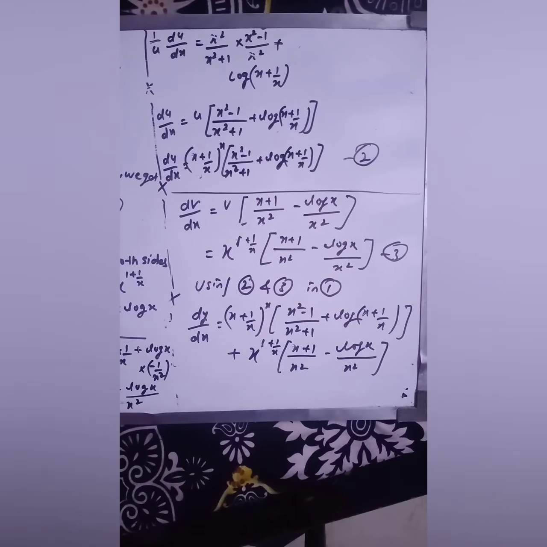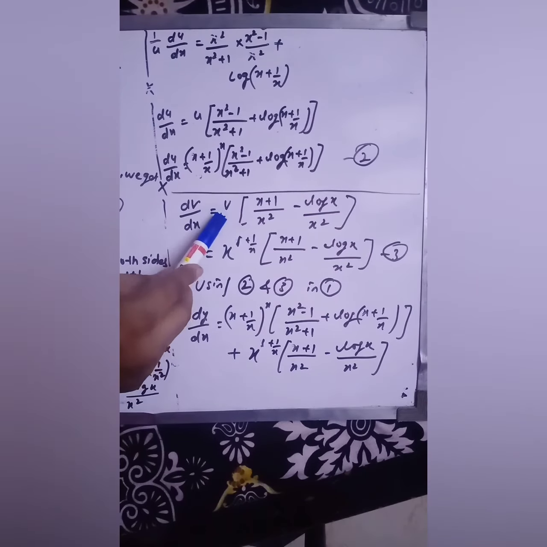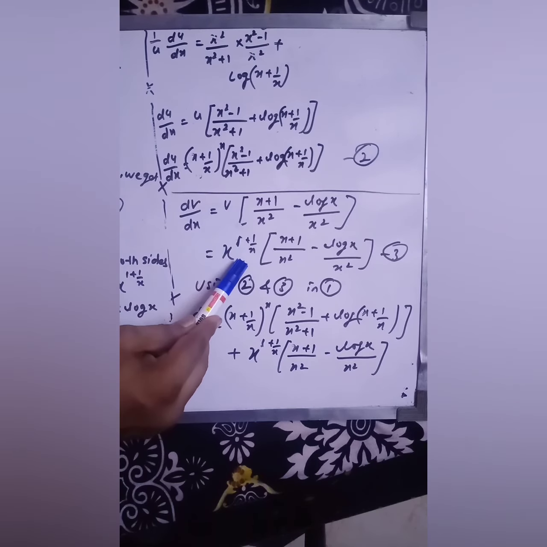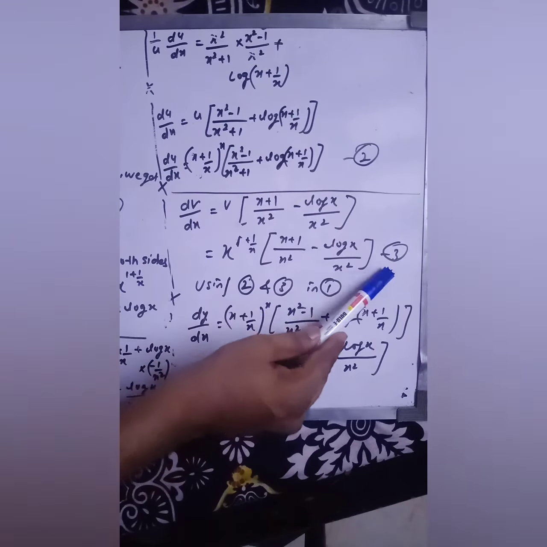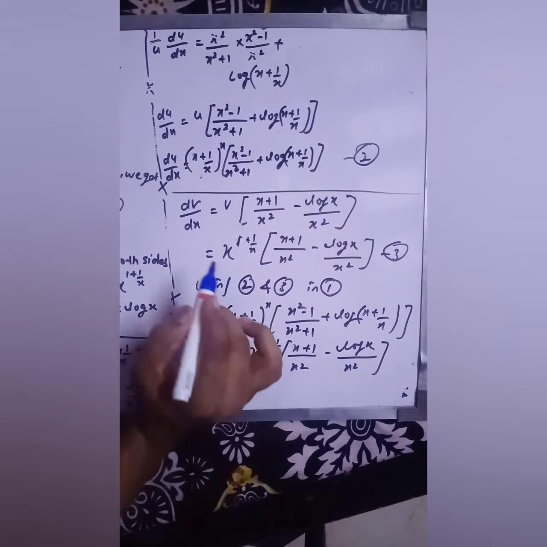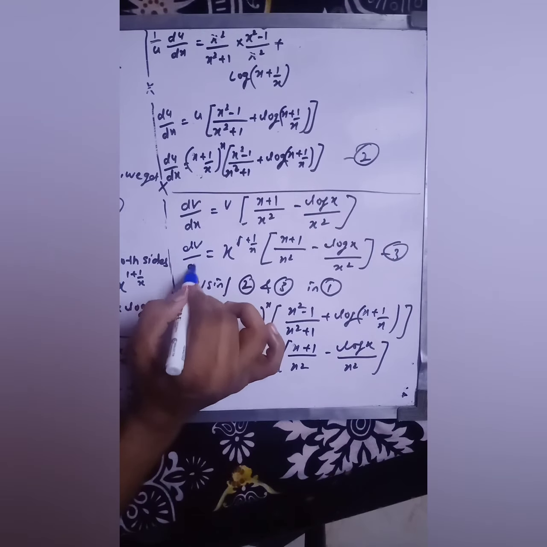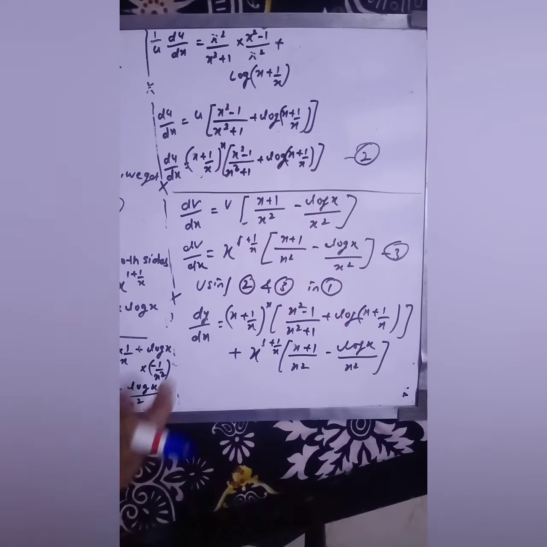Like this. Okay, so here you have to write v on the right hand side. You have to put the value of v here. Okay, this will remain the same, and then this is your equation number 2. This is the value of dv by dx. Now we are using 2 and 3 in our equation number 1.